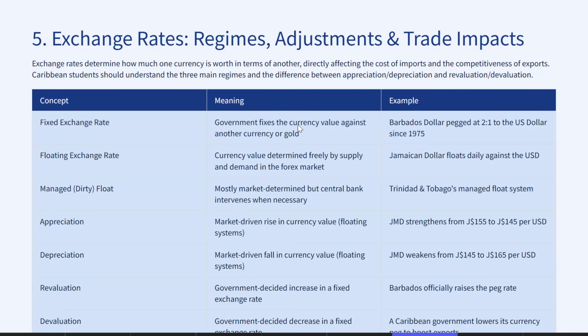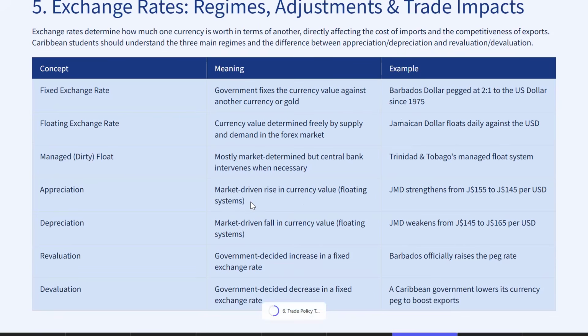Now, if you see the word appreciation, when it comes to a currency, it means the currency value is rising. If you see depreciation, that means the currency is falling. Now, if you see the word revalued, that means the government decided to increase the rate. And if you see devalued, that means the government decided to decrease the rate.